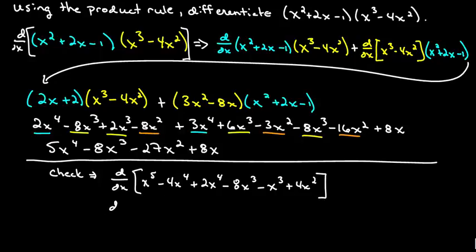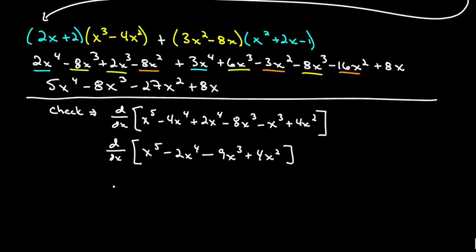That looks pretty good. We'll find out in a minute. So this is x to the 5th minus 2x to the 4th minus 9x to the 3rd plus 4x squared. If we differentiate each of these, we end up getting 5x to the 4th minus 8x to the 3rd minus 27x squared plus 8x. And so that matches with up here.